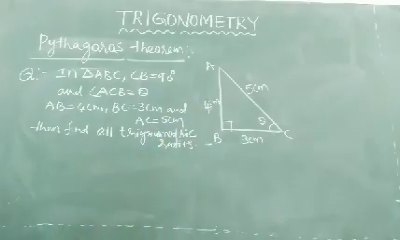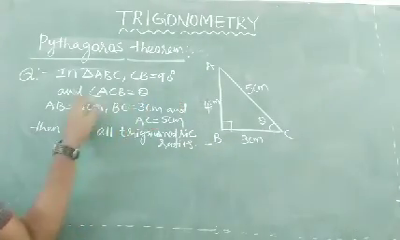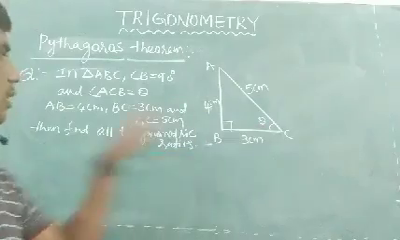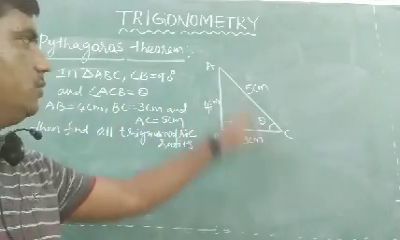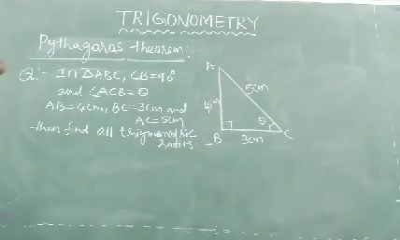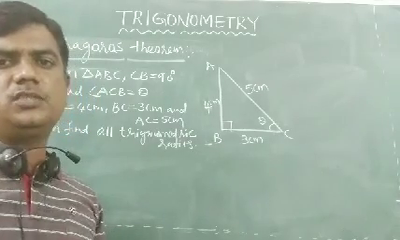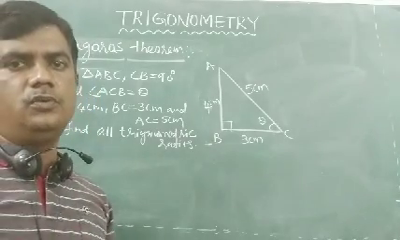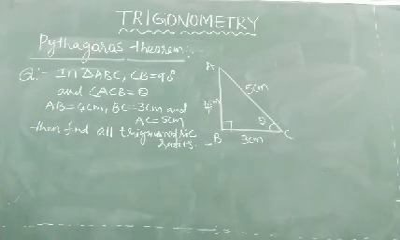So this is the question. In triangle ABC, angle B is 90 degrees and angle ACB is theta, AB length is 4 cm, BC length is 3 cm, AC length is 5 cm. Then find all trigonometric ratios. So all trigonometric ratios means what? 6 trigonometric ratios. So now we have to find those 6 trigonometric ratios for this sum.